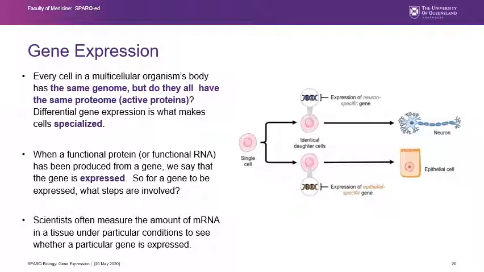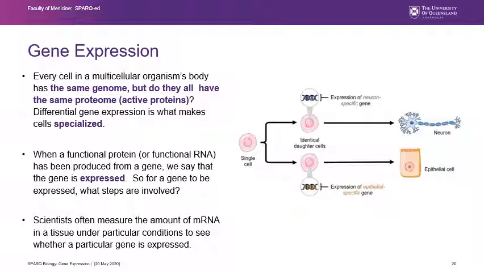You should now have an understanding of the process of converting the information coded within DNA into proteins. But not every cell has the same proteins active within it, or the same proteome, even though they have the same genome. So differential gene expression is what makes cells specialised. And by that we mean differential expression of which proteins are produced is what makes cells specialised. When a functional protein has been produced from a gene, we say it's expressed. So for a gene to be expressed, what steps are involved?